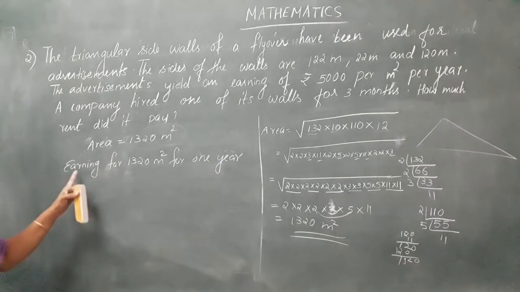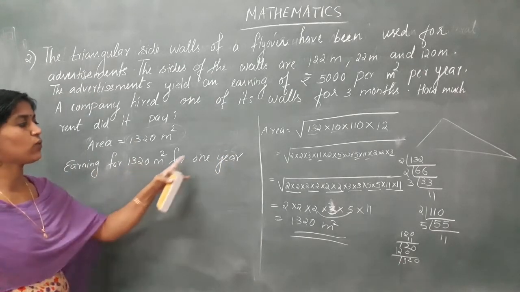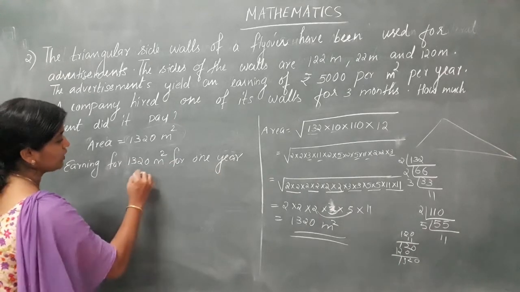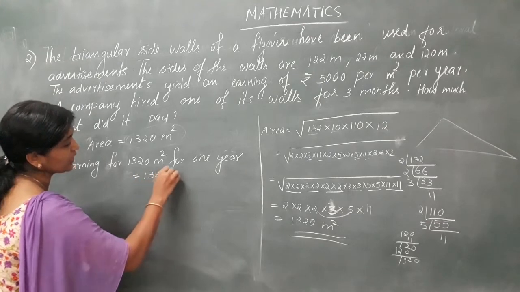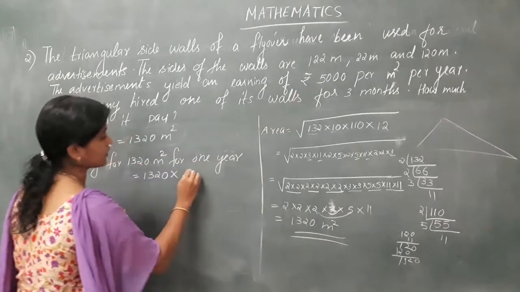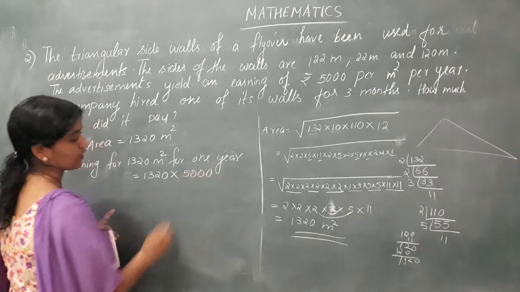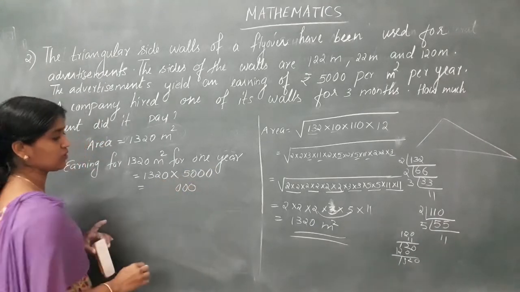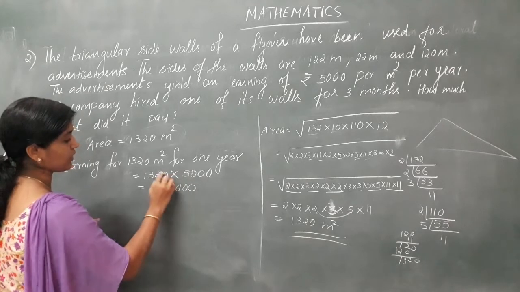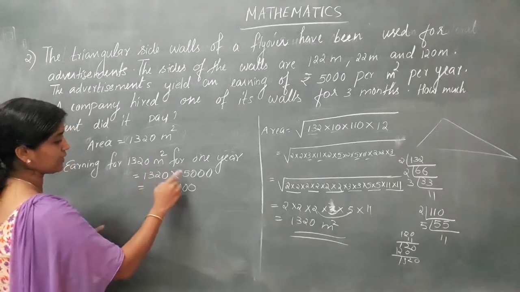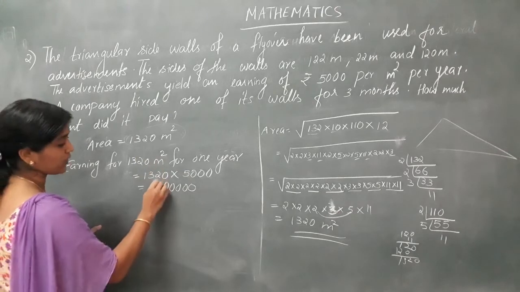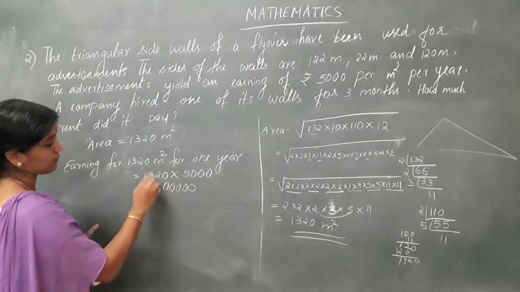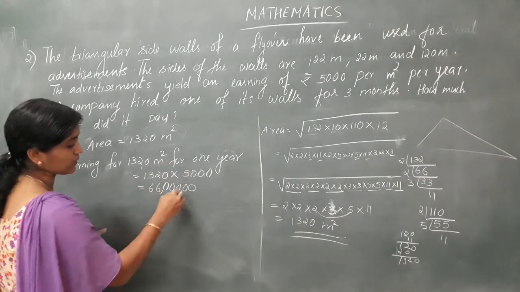So if they are giving this much area for 1 year, we'll see how much rupees they get. That is, we'll get 1320 into 5000. Clear? So multiply, how many zeros? 1, 2, 3 zeros, then again one more zero, then 5 2s are 10, again one more zero, one balance, 5 3s are 15, plus 1, 16, then again one carry, 1 5s are 5 plus 1, 6. So how much rupees are they getting?